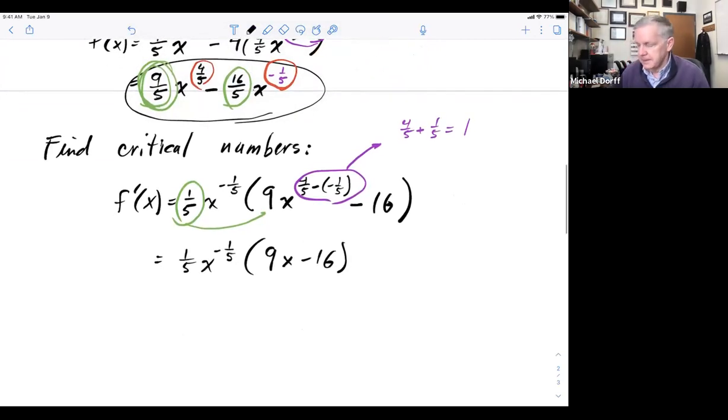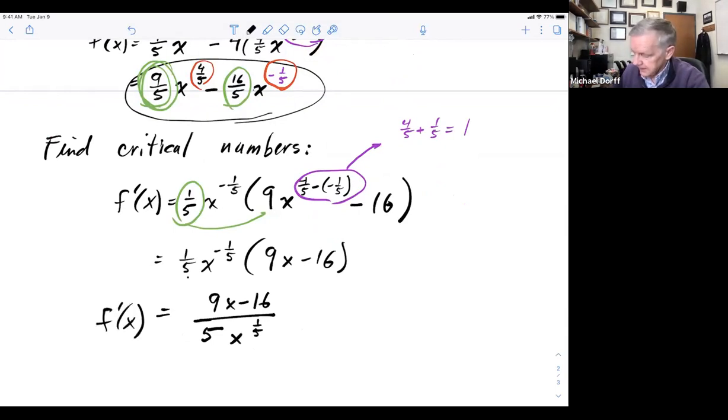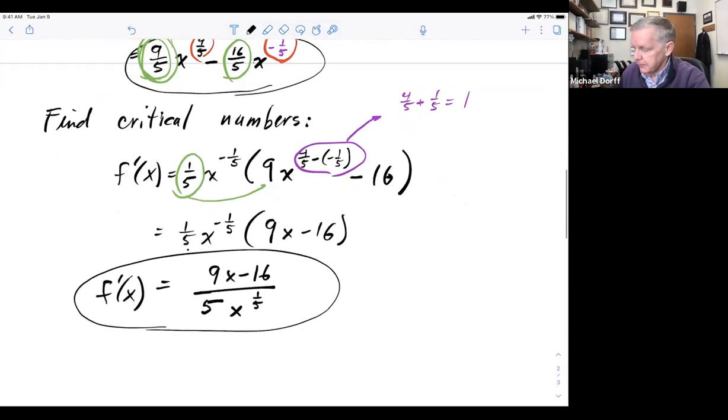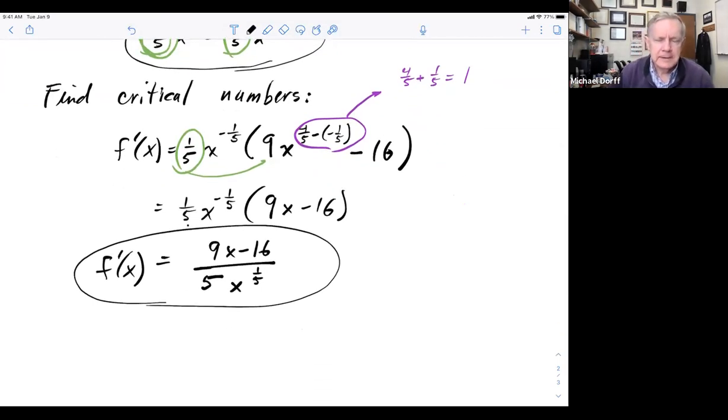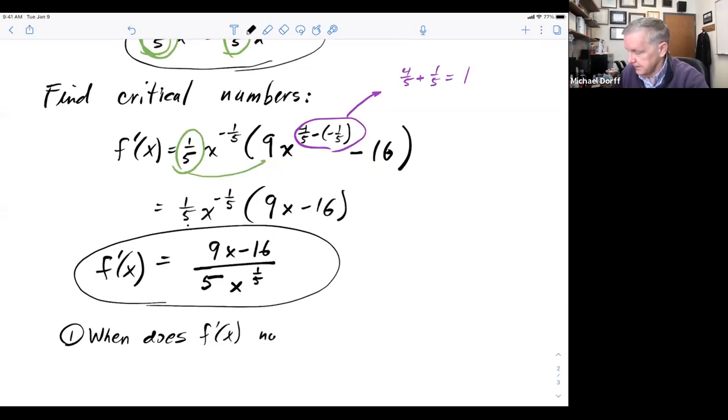And now I'm going to rewrite this as a rational expression or a fraction. So I have 9x minus 16 on the top. The 1/5 out front is the same as putting a 5 in the denominator. And x to the negative 1/5 is the same thing as putting x to the positive 1/5 in the denominator. So this is what my derivative looks like. And this is much more useful in trying to figure out when the derivative does not exist and when the derivative equals 0.